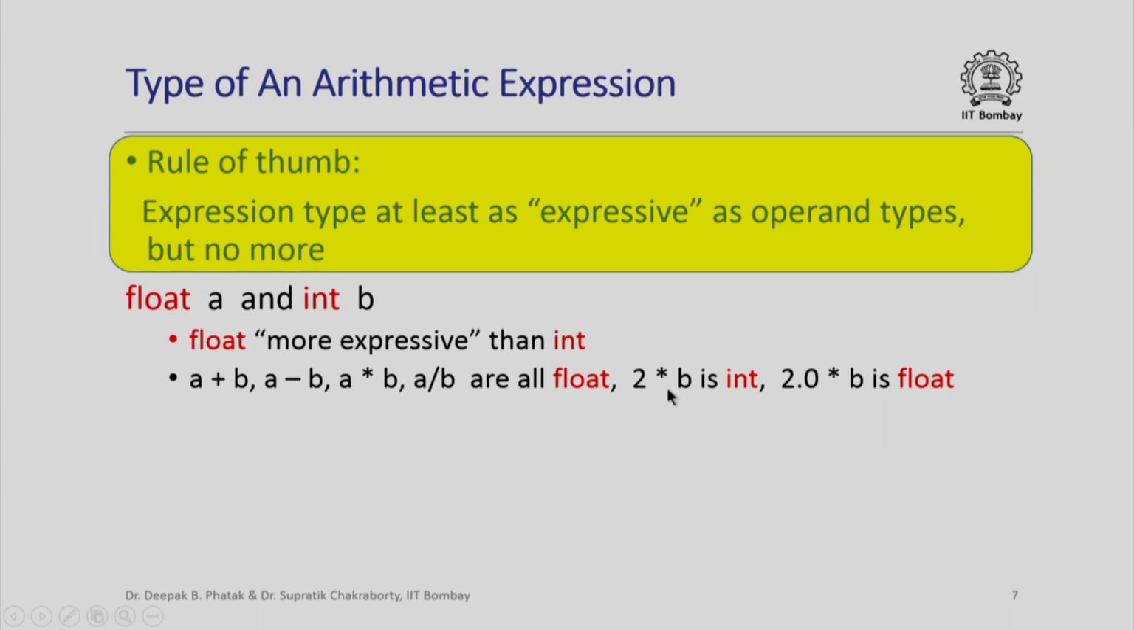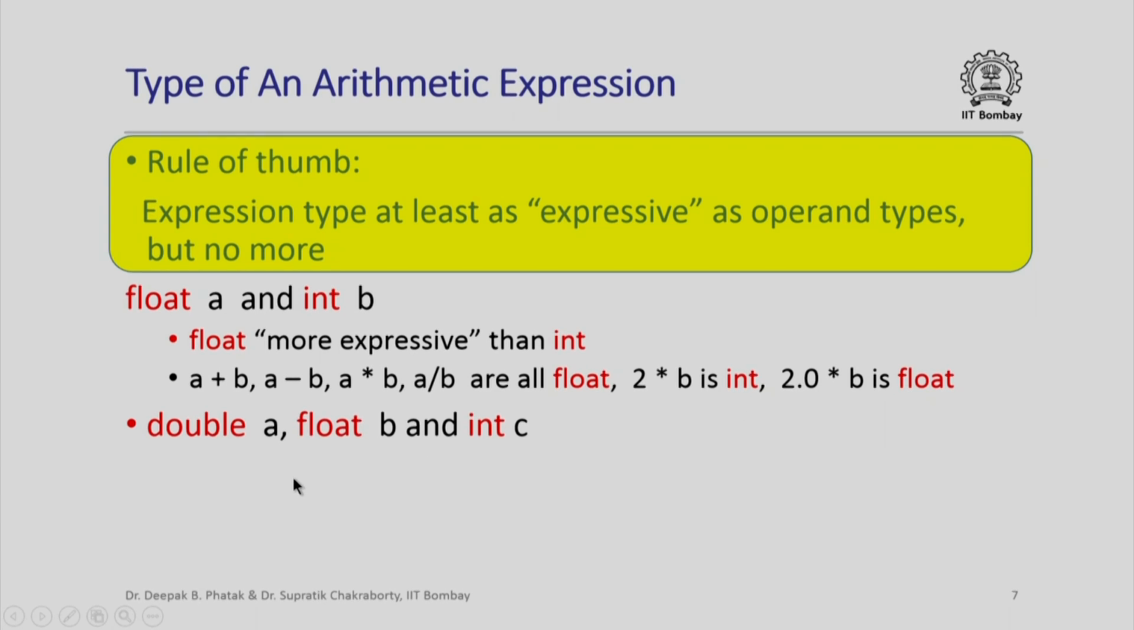On the other hand, if I look at this expression 2 star b, here b is an integer, and 2 is an integer constant. So the type of this expression must be at least as expressive as the types of operands, that is both of them are int. So this expression can have the type int. Whereas if I have the expression 2.0 star b, b is int, 2.0 is a floating point constant, then the type of this expression must be as expressive as the types of its operands. So here it has to be float.